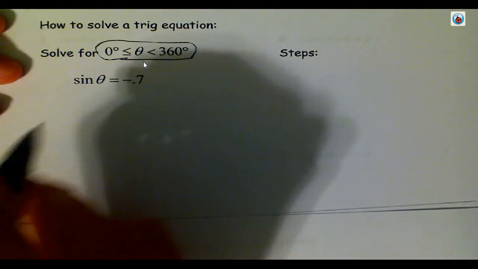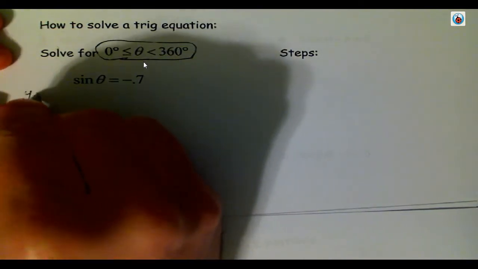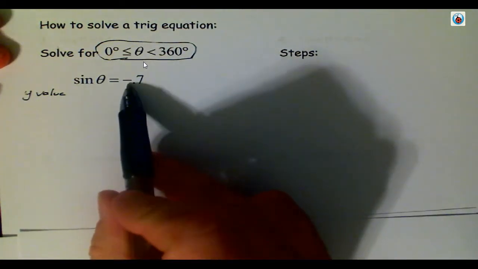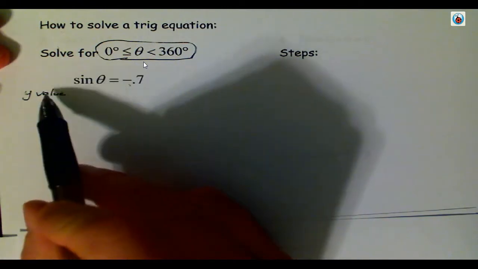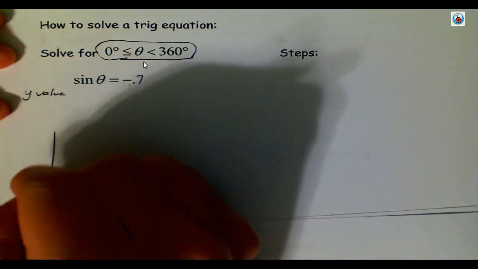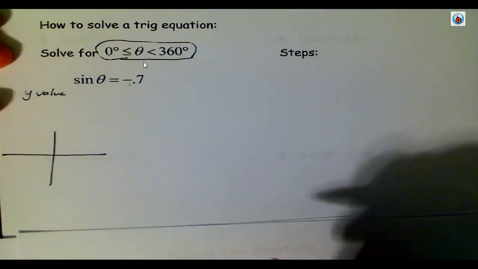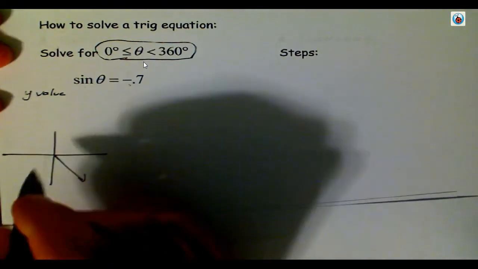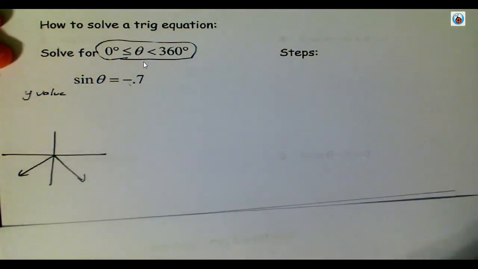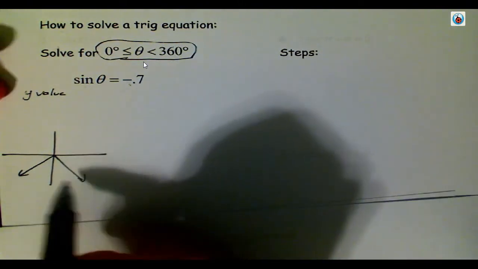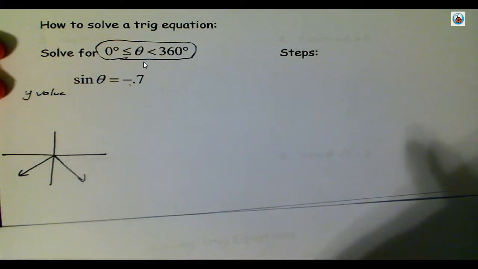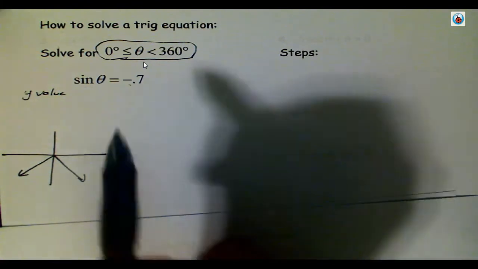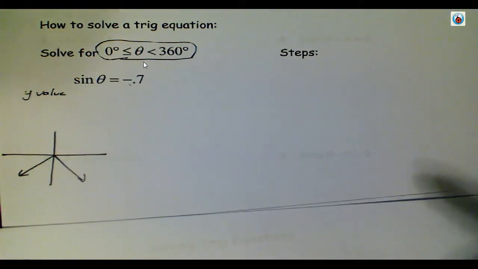Number 2 says determine which 2 quadrants theta can be in. Well, sine is the y value, right? And I'm looking at a negative value here. So where is y negative if I actually drew a graph? Well, it's negative in the 4th quadrant and in the 3rd quadrant. So there are 2 different places that it's going to be negative, which means we're going to have to find 2 different angles, 2 different thetas.